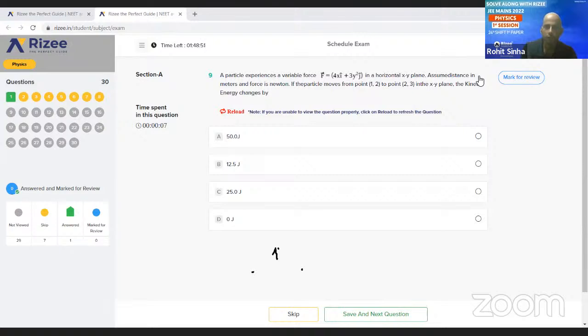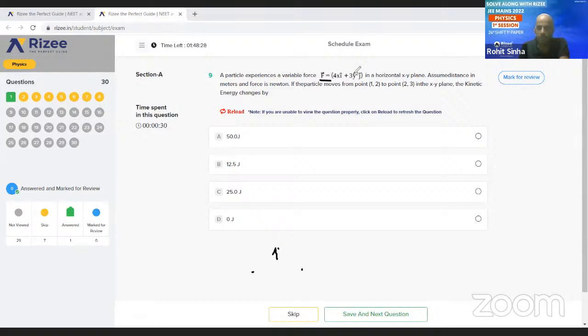Now, let's move further. See the next question. What is this telling? In the next question, we can see it is telling that a particle experiences a variable force.